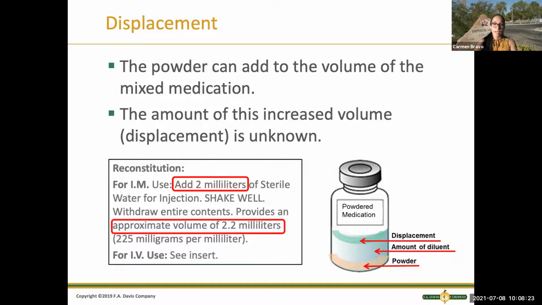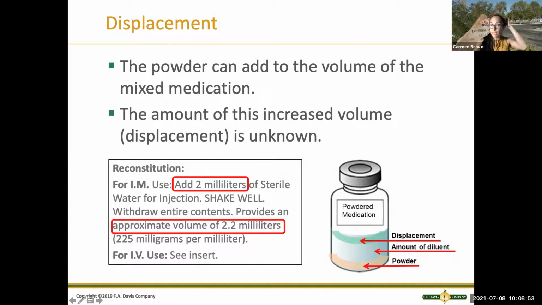Whatever is left is kind of like an increased volume, but that's pretty much unknown. That is not something that we can know, because once it's been mixed up, that's why the label says, for this one, add 2 milliliters of sterile water, shake well, and then withdraw the contents. It provides an estimated volume of 2.2 milliliters, okay? And then it will give you the strength, 225 milligrams per ml.